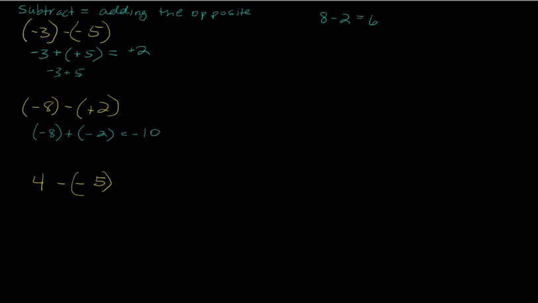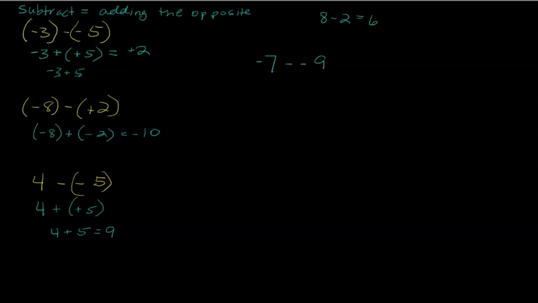Now, this one is actually an easy problem once you see it. We have 4 minus a negative, so we change it to adding a positive 5. And like I said, adding a positive is the same as just adding, so this obviously equals 9. All right, so let me give you a couple more. Let me give you negative 7 minus a negative 9. See if you can figure that one out.